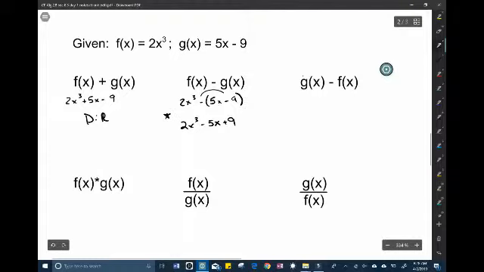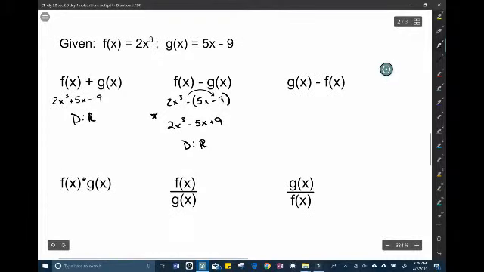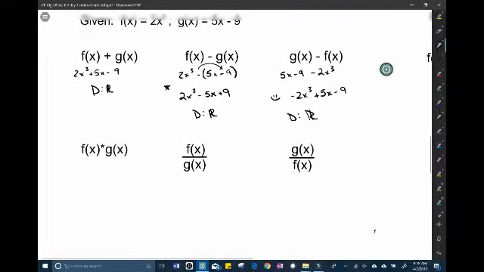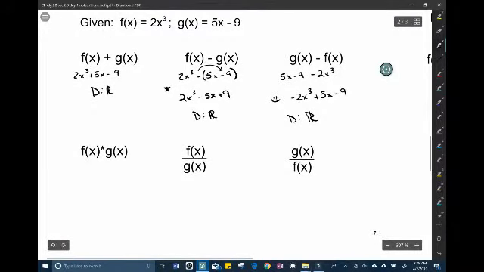Be careful with this one. Make sure that you distributed the negative. Domain is still all reals. I'm going to write this one in standard form. That's just the nicest way to do it. Domain, still all reals. Domain still all reals.